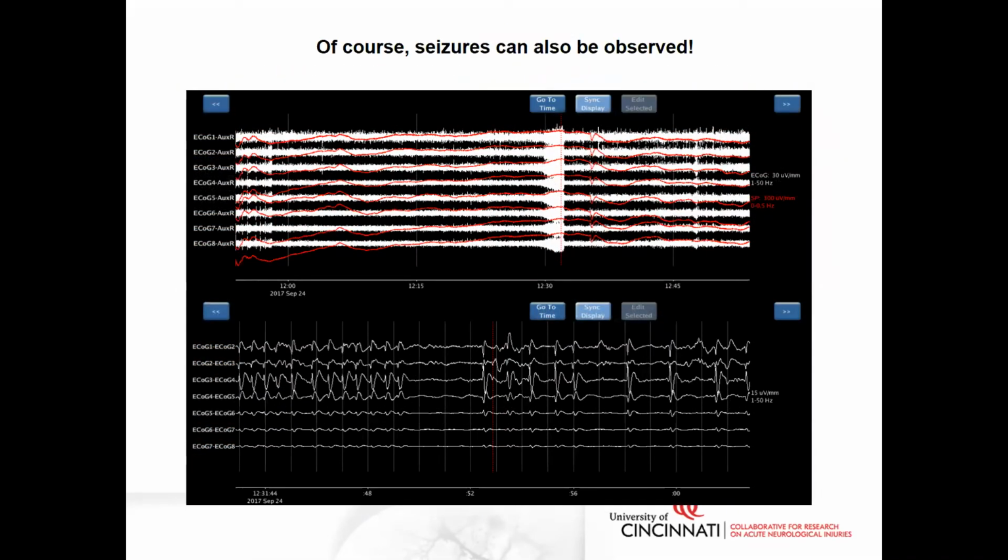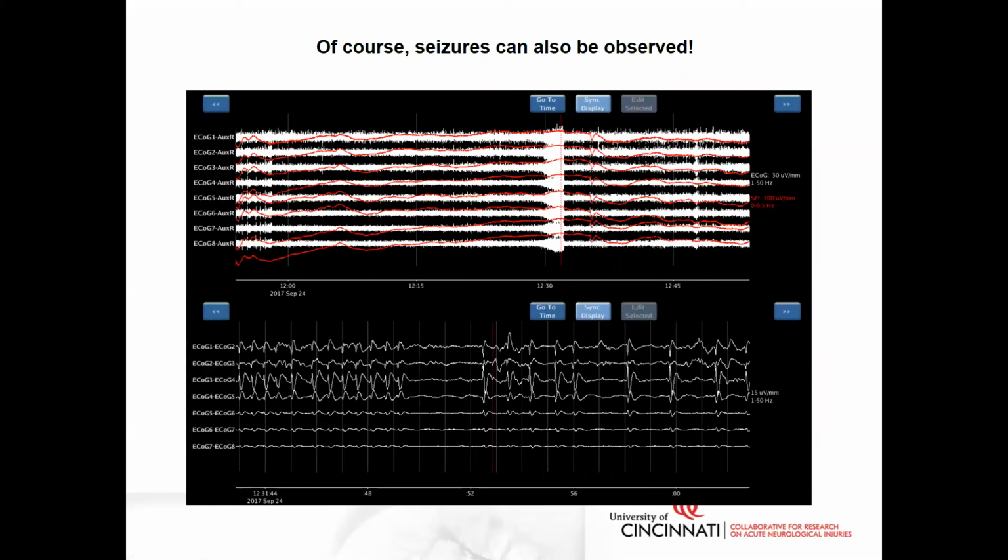And of course, with this comprehensive display of data on both compressed and expanded timescales, we can of course see seizure activity along with the spreading depolarizations. Here you see it in the compressed display as this white band running across all the channels, and zoomed in, you can appreciate the repetitive spiking activity.